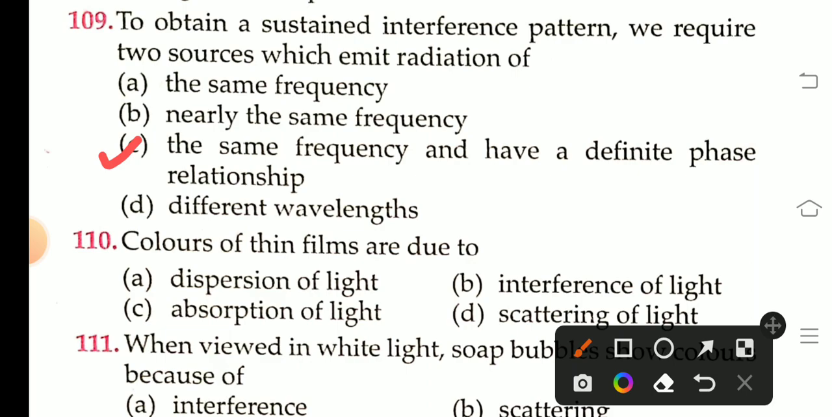Next, colors of thin films are due to. Right answer will be option B. Interference of light.